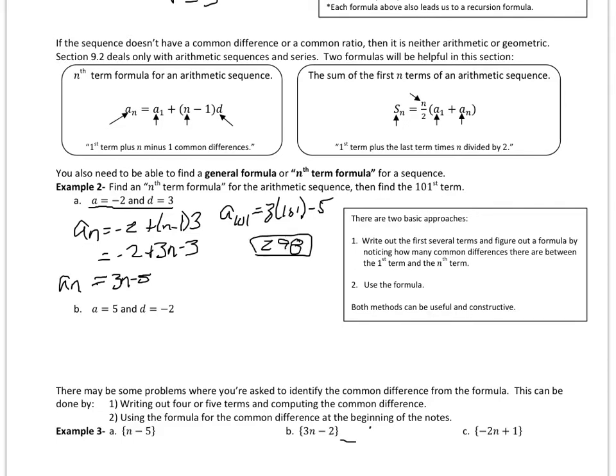Then if I wanted the 50th term, I'd plug 50 in. If I wanted the 357th term, I'd plug 357 in. All right?